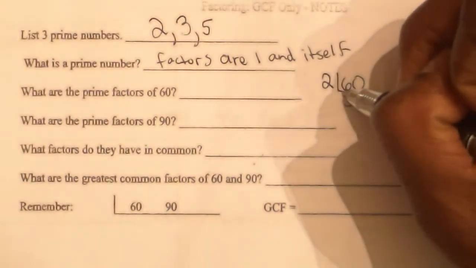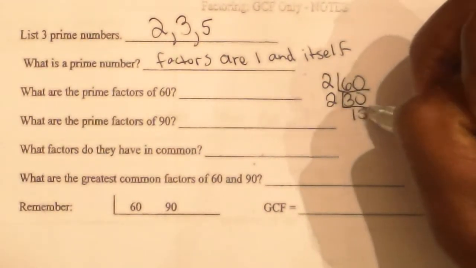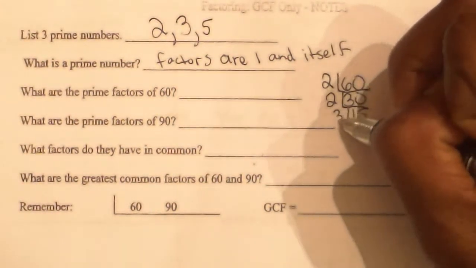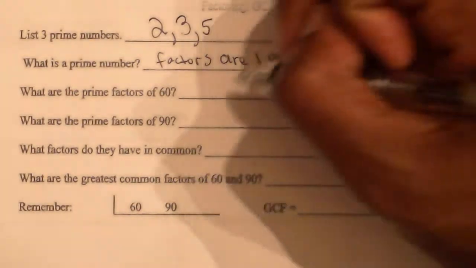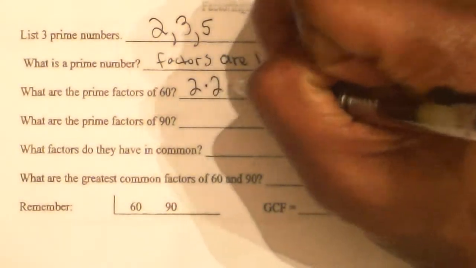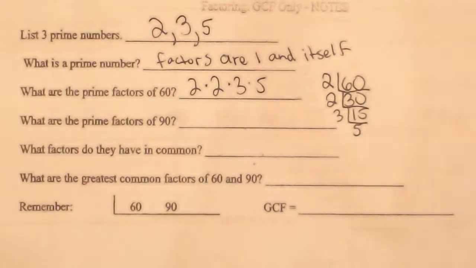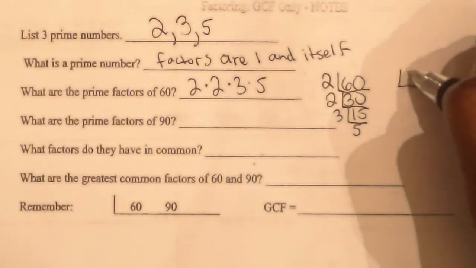30 can keep going lower. So then we know 2 times 15. So I'm putting my prime numbers outside. 15 can break into 3 and 5. And that's as low as we can go. So the prime factors are 2 times 2 times 3 times 5. All those numbers that you see right there on the outside. Got it? Next one, what are the prime factors of 90?